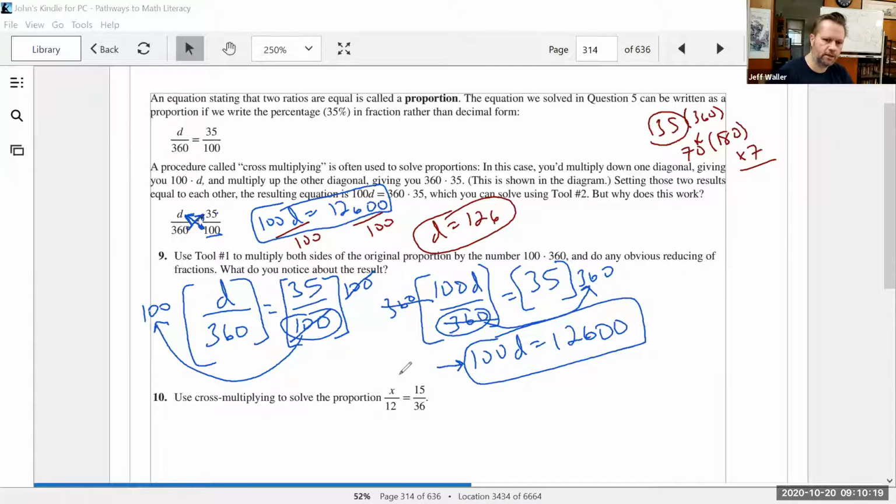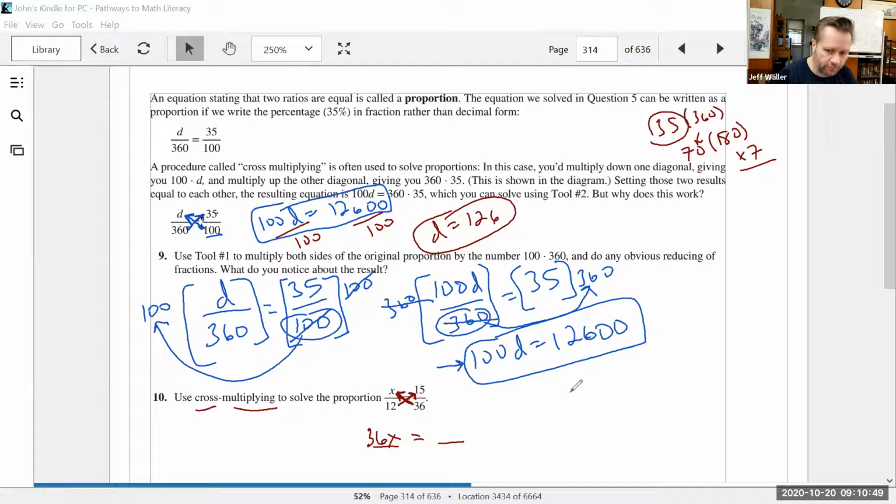So down here, if I use cross multiplication to solve this, what would the equation become if I cross multiply? What do I get on this side? If I bring the 36 up here, 36 times x, right? So are you guys with me? You guys okay out there? So 36x, and then I do the 12 times 15.